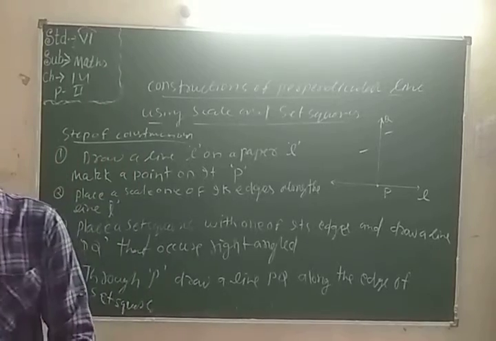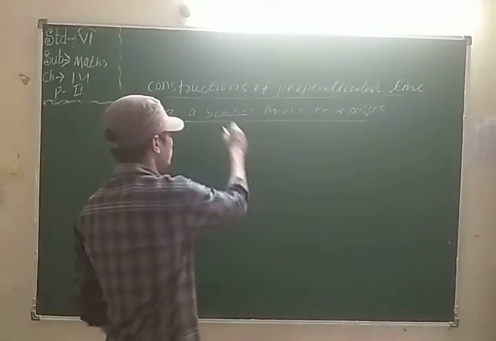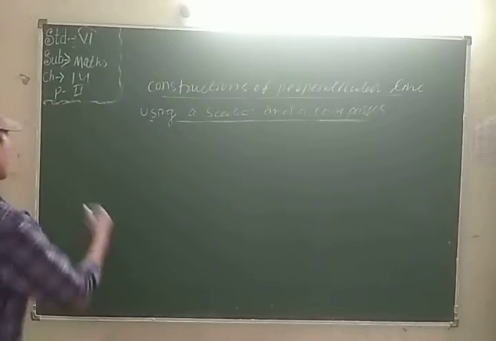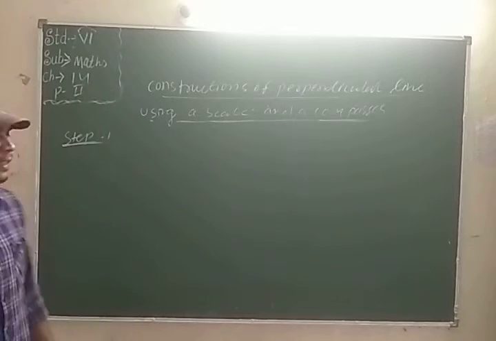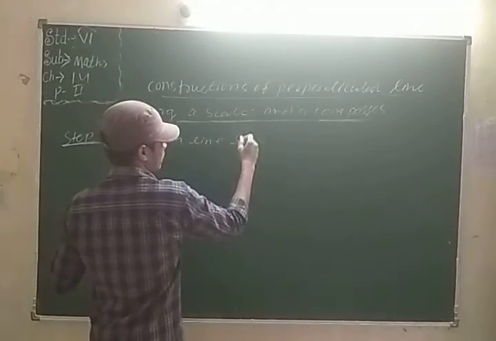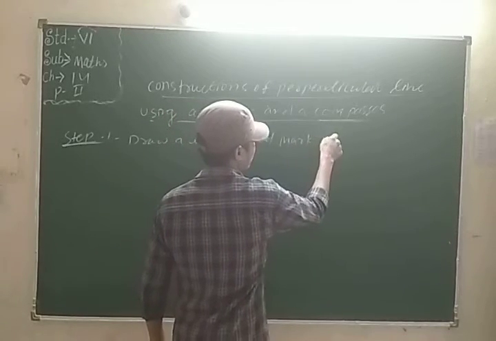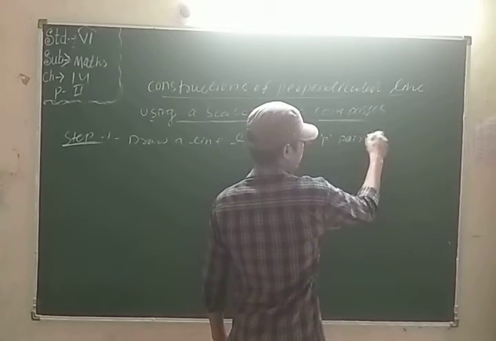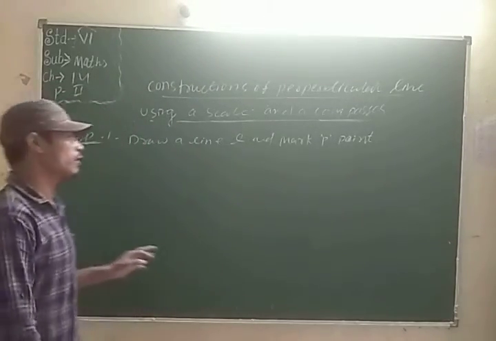See the board. Now we construct perpendiculars using scale and compass. How can we use scale and compass and draw perpendiculars? Here are the steps of construction. Step 1: first draw a line L and mark a point P outside of line L.